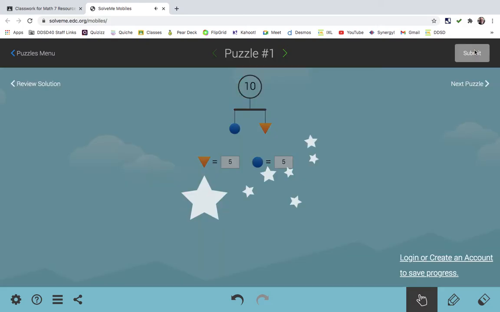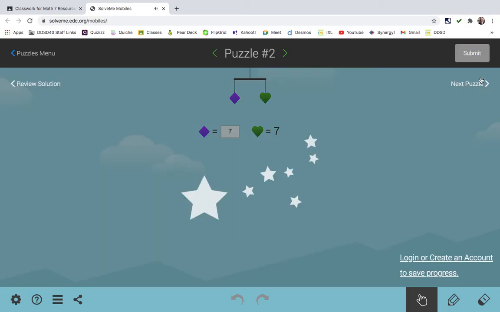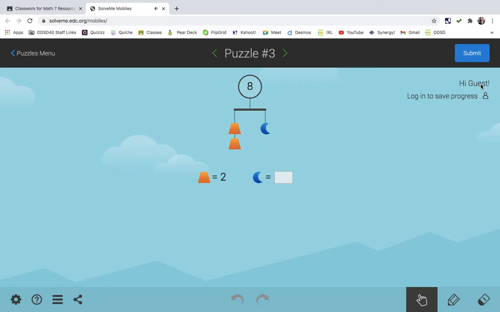You can find this under Math 7 Resources, Classwork, Algebra, and it is at the bottom of the algebra links, and it's called Mobile Balancer. And so this one would be a 7. We will submit that. And then they get a little bit more difficult.